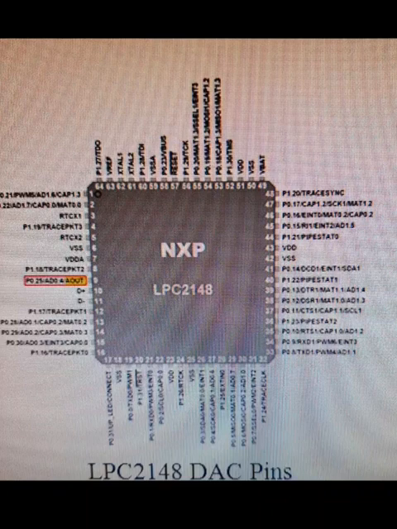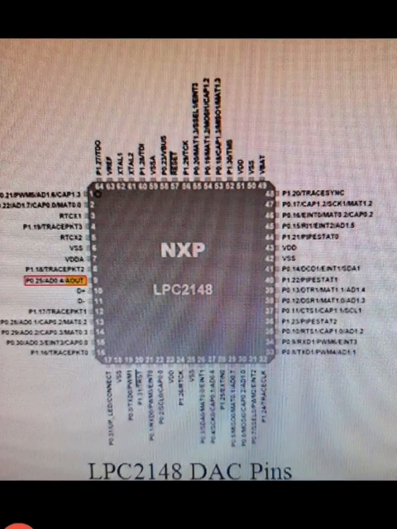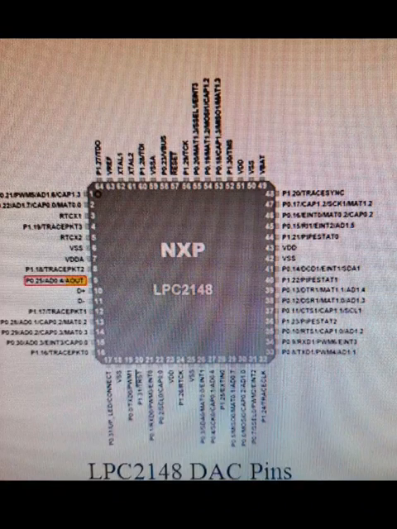In the LPC 2148 DAC pins, the figure shows the LPC 2148 DAC pins. In that, AOUT is the analog output. This is the analog output pin of the LPC 2148 DAC peripheral, where we can get the analog output voltage from the digital value.